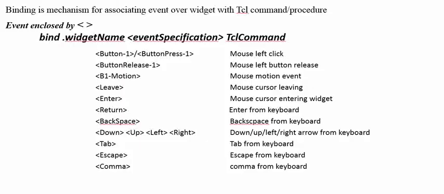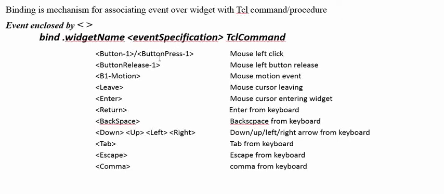To provide the events, we first need to write bind, then the widget name, like which widget we want to use for the binding. Events must be enclosed by angle braces. Now here we need to write the TCL command. This is the complete syntax we need to follow.